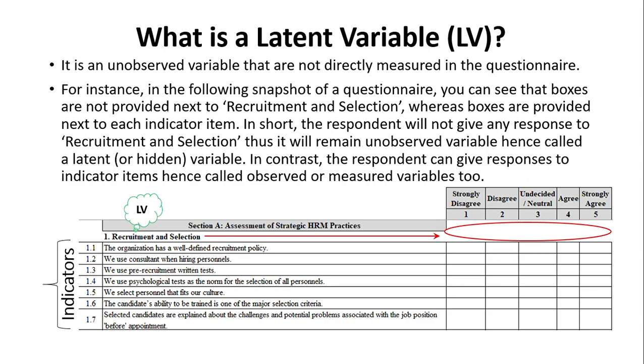For example, in the following snapshot of a questionnaire, you can see that boxes are not provided next to the recruitment and selection, whereas boxes are provided next to each indicator item. In short, the respondent will not give any response to recruitment and selection. Thus, it will remain an unobserved variable, hence called a latent or hidden variable. In contrast, the respondent can give responses to the indicator items, hence called observed or measured variables too.